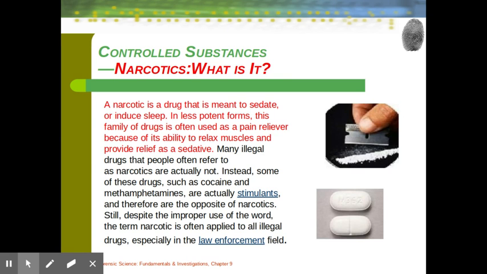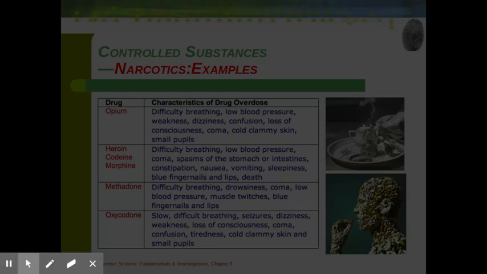So, a narcotic is a drug that is meant to sedate or induce sleep. So, this could be things that are pain relievers, muscle relaxers, many illegal drugs. People often refer to things as narcotics that are actually not. The term narcotic means it's sort of a sedative. So cocaine, you might hear people think of Narcos and cocaine and stuff like that. Methamphetamines, those are the opposite of narcotics. Those are stimulants, but they often just use the term narcotic as a blanket term.